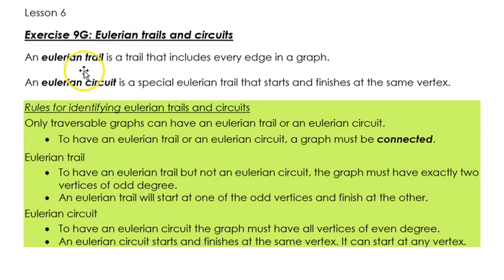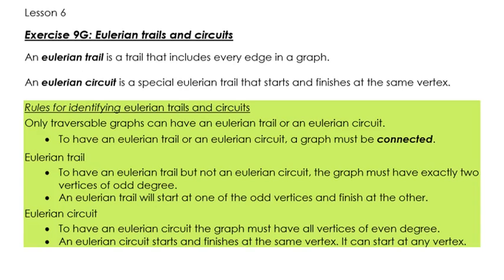An Euler circuit's really similar. We're still focusing on edges. It's a special Eulerian trail that starts and finishes at the same vertex. So that's why it gets the circuit on it, because it's a closed kind of journey throughout. We end up where we started.